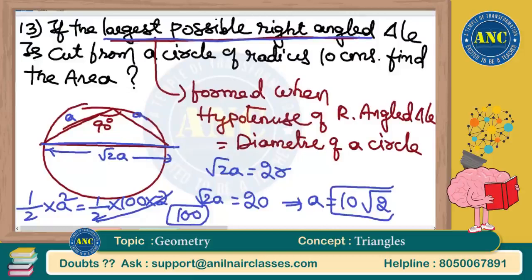The largest possible right angle triangle is formed when the hypotenuse of a right angled triangle becomes the diameter of a circle. I hope this equation is clear. This equation will give you root 2A is equivalent to 2r. So 2 into 10, root 2A is 20. So A is nothing but 10 root 2. So half into A square, half into 100 into 2. Answer is nothing but 100. I hope the idea is clear. 13th question. Idea is clear, right, sir?